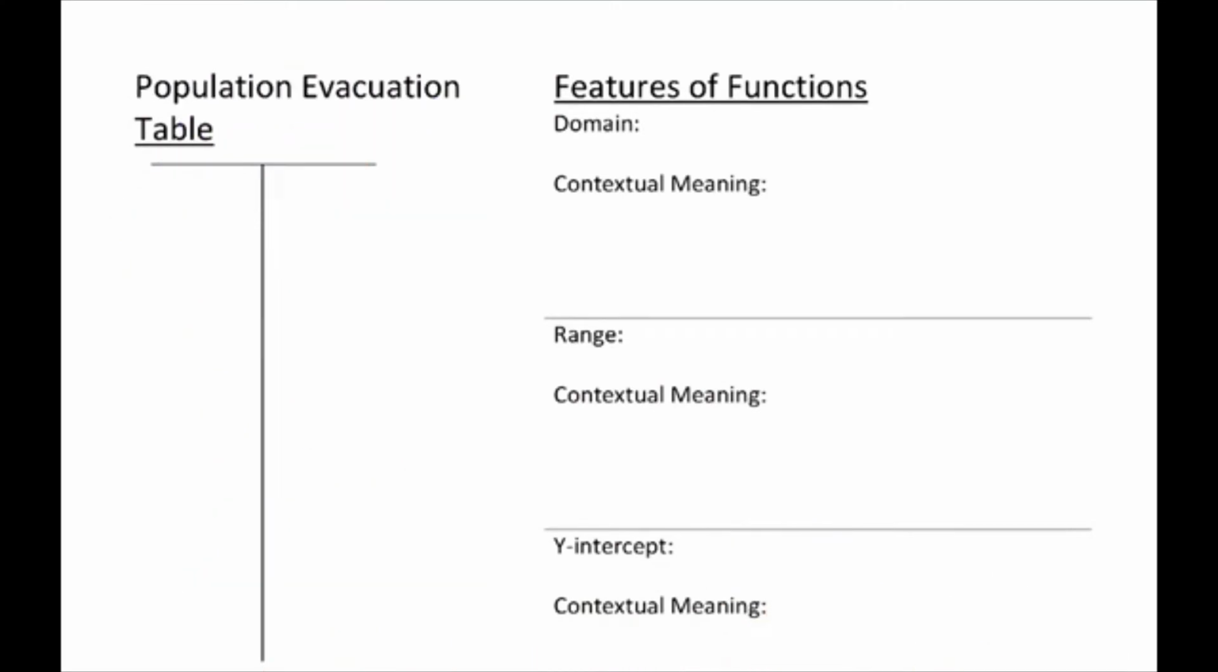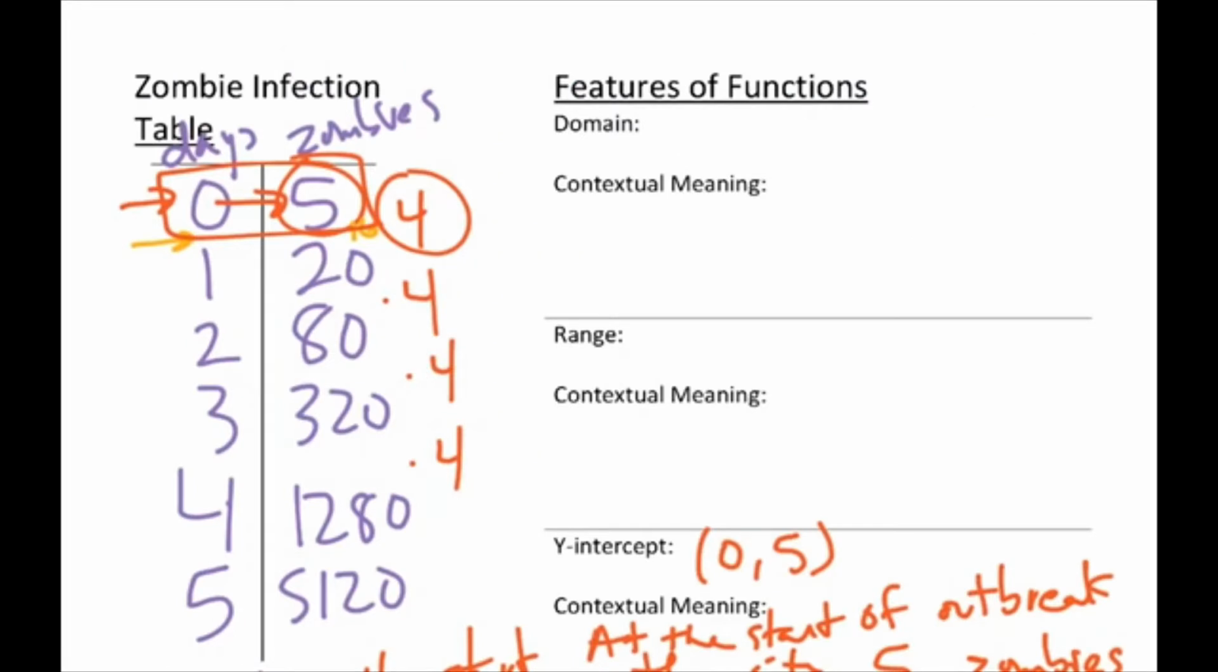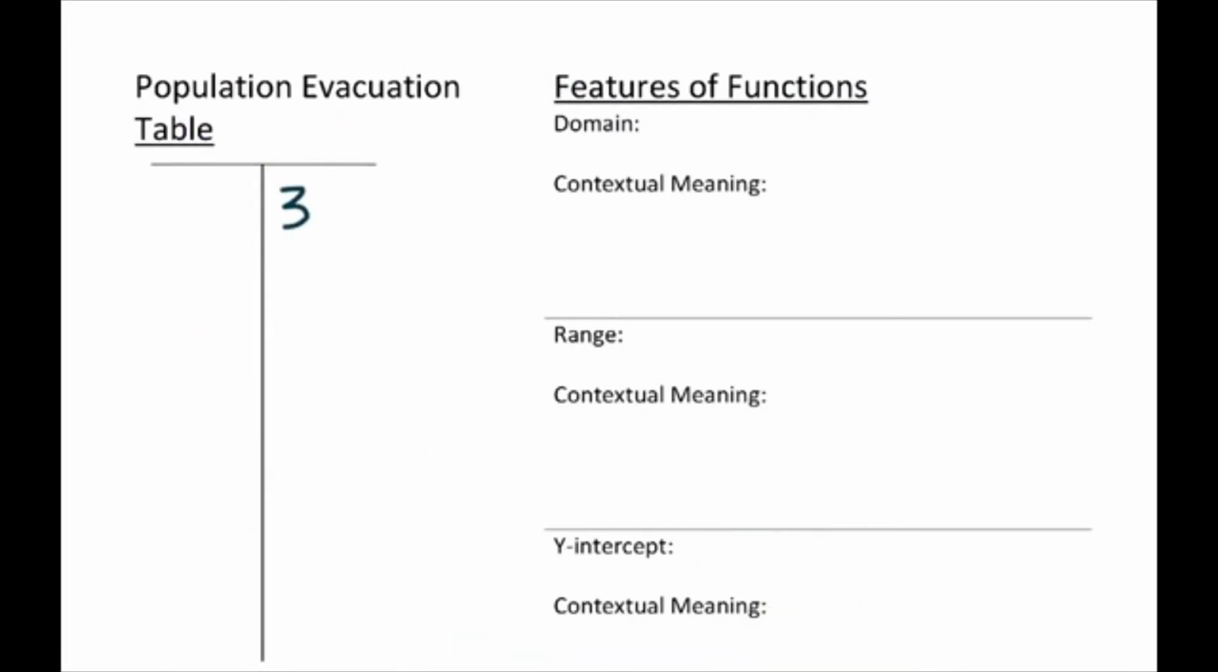But now let's take a look at our population evacuation. Alright, so this one, let's think. Before we start evacuating people, how many people do I have? Well, my population, what was it, 35,854. So here's my number of people, my population in the city. This would be days again. So at 0 days, I had this population.